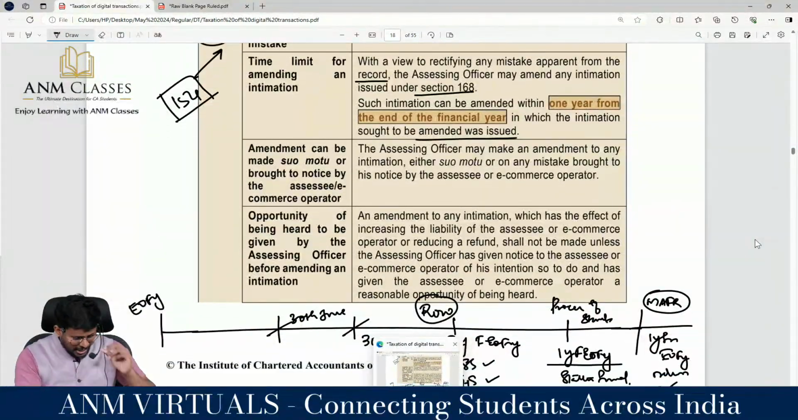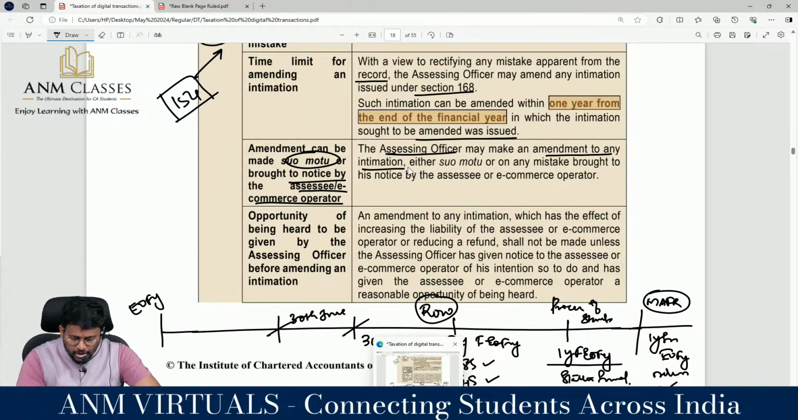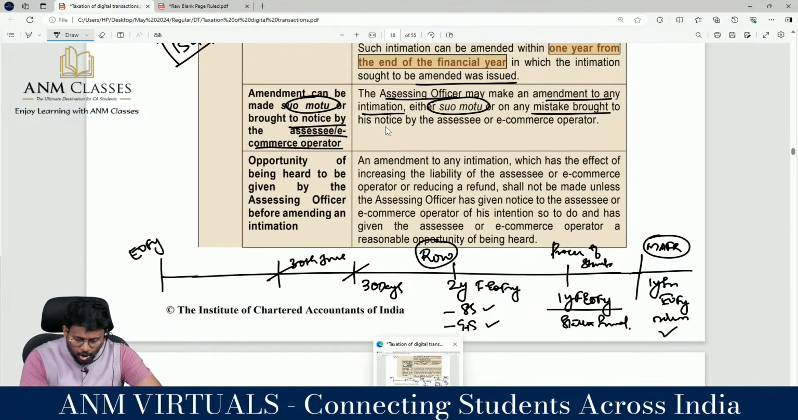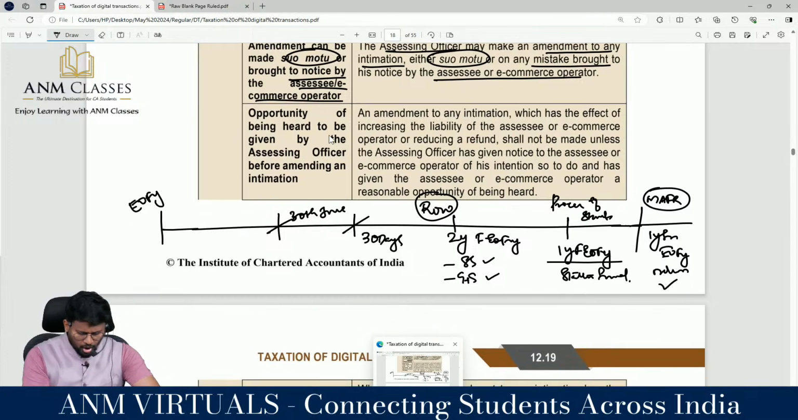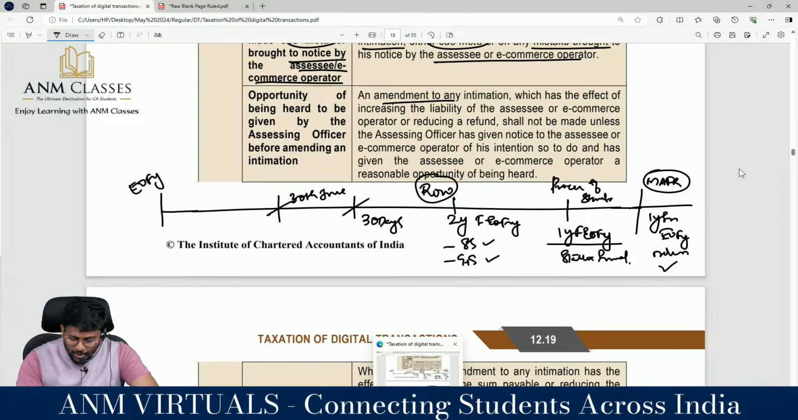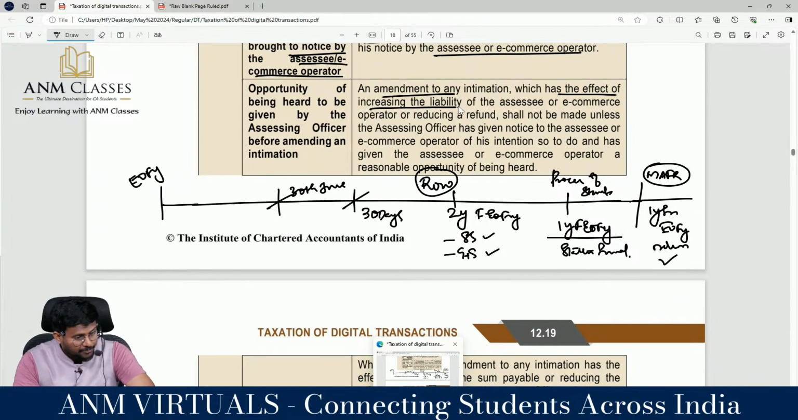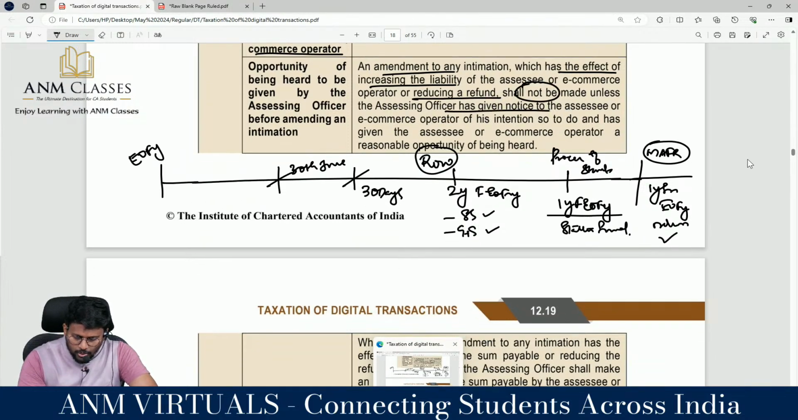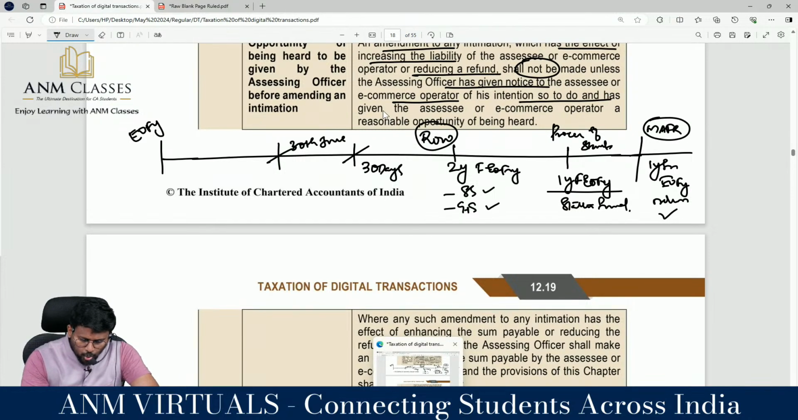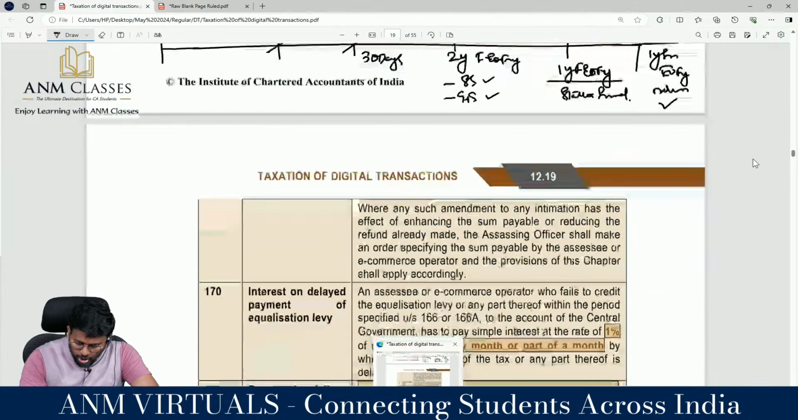மாநாடு ஒத்துக்கறனி? Amendment can be made suo motu or brought to notice by the assessee or e-commerce operator. The AO may make an amendment to any intimation either suo motu or any mistake brought to his notice by assessee or e-commerce operator. Opportunity of being heard to be given by AO before amending an intimation. இந்த intimation amend பண்றதுக்கு முன்னாடி சொல்லணும் கொடுக்கணும். Amendment to any intimation which has the effect of enhancing the liability of the assessee or e-commerce operator or reducing a refund shall not be made unless the AO has given notice to the assessee or e-commerce operator of his intention so to do and has given the assessee or e-commerce operator a reasonable opportunity of being heard.